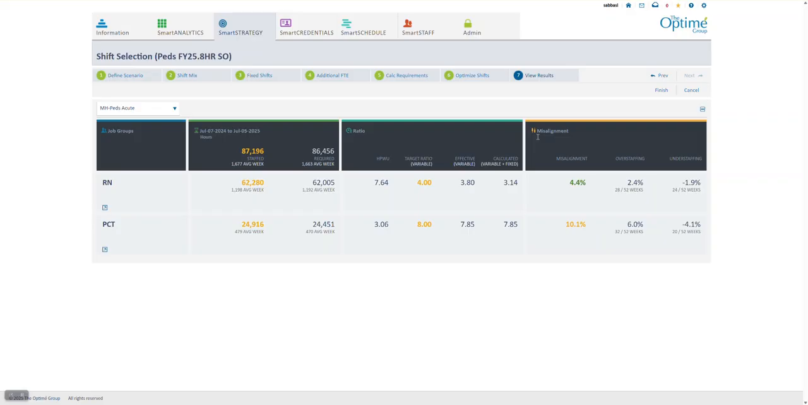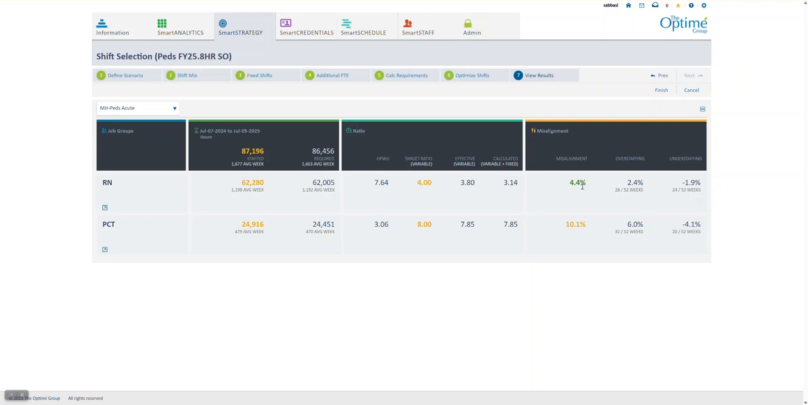But if I go to view results, I have just two different job types for this particular unit, and it gives me some overall information. I can see how well it's staffed and what the requirement was. We have a little bit of overstaffing, but overall pretty much in line. Same with the techs, they are very much in line. I can look at the hours per worked unit and what the target ratio is of each. We have a 4-to-1 for the RNs and an 8-to-1 for the PCTs. What was the effective ratio that our model ran, and what does our misalignment look like?